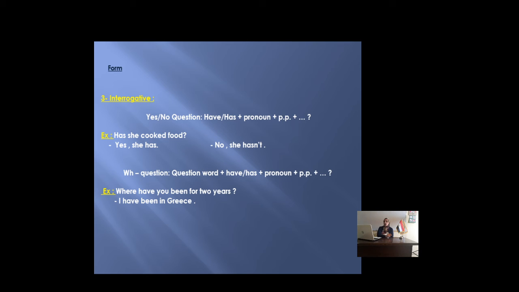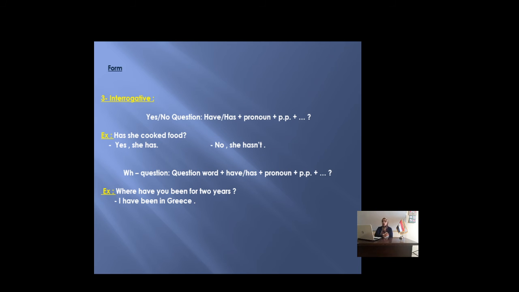etc. So the first one, the yes or no question, should start with have or has according to the personal pronoun that you have, plus the verb in the PP and the rest of the question. Has she cooked food? Yes, she has, or no, she hasn't. Okay, for the WH question, we have to start with what, when, where, who, whatever we want, plus have or has, plus the pronoun, plus the verb in the PP. Where have you been for 2 years? I have been in Greece.